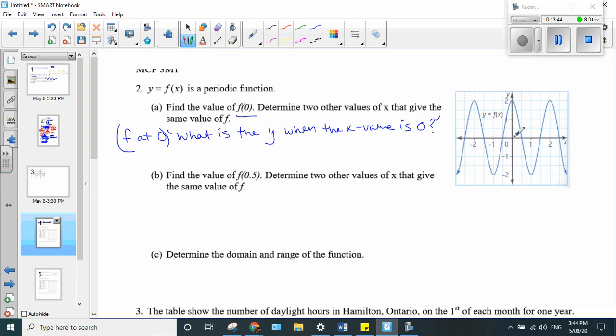So let's find our x value of 0 here, read up to the y. So what we say is f at 0 is equal to 2.